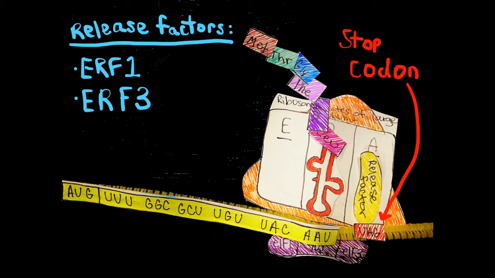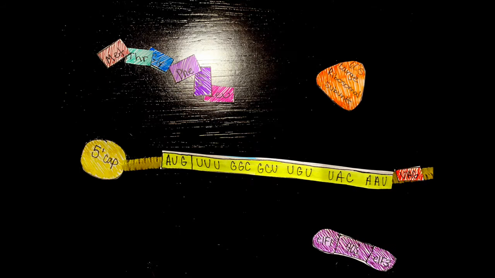The last step of translation, called termination, begins with the recognition of a stop codon. A release factor will bind to the mRNA at the stop codon. This will cause the polypeptide chain to be released and the ribosome removed from the strand.